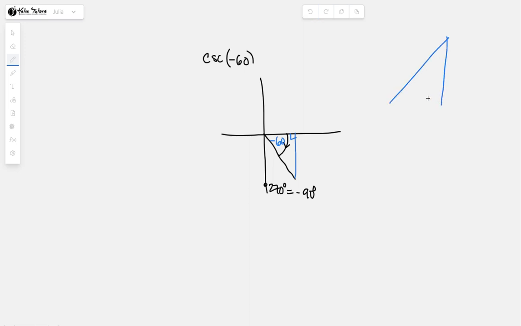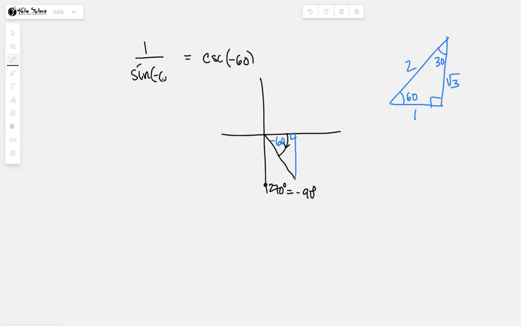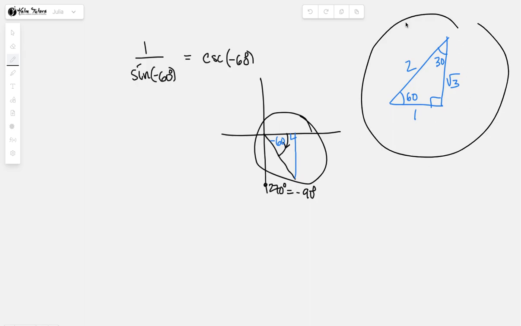So you need to go back to your 30, 60, 90 degree triangle and draw it. This is 30, this is 60, and so this is 1, this is root 3, and this is 2. We're talking about cosecant. Cosecant is 1 over sine, so this is 1 over sine of negative 60. We keep the negative 60 as given, but a reference angle and a reference triangle can never be negative. So we're really talking about positive 60. What the negative 60 tells us is which quadrant we're in, but the reference triangle we use is this triangle.